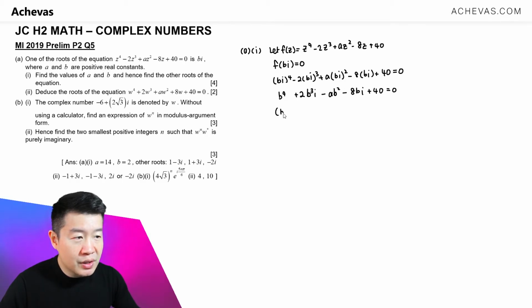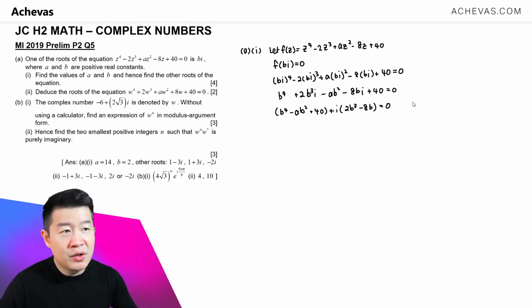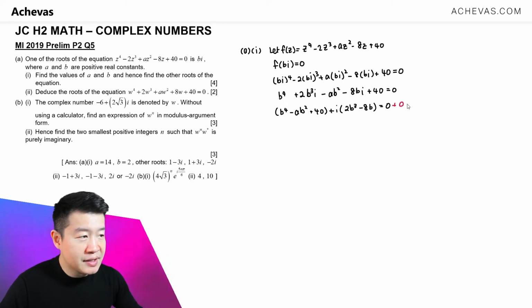Grouping all the reals together, we have b to the power of 4. This is the real portion. Minus ab squared. This is the real portion. And there's one more, which is this 40. And the part that is imaginary will be this 2b to the power of 3 minus 8b. This is equal to 0, which we can also see as 0 plus 0i.